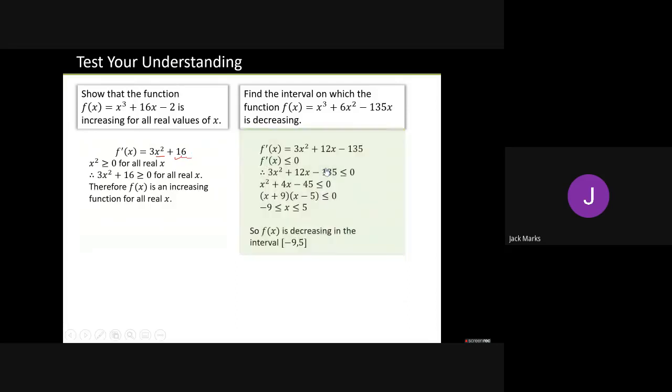The interval that it's decreasing, same as before. We're finding the roots from the gradient function. And then a quick sketch sort of helps. 3x squared minus 135. In other words, we're saying it's between those x values there.